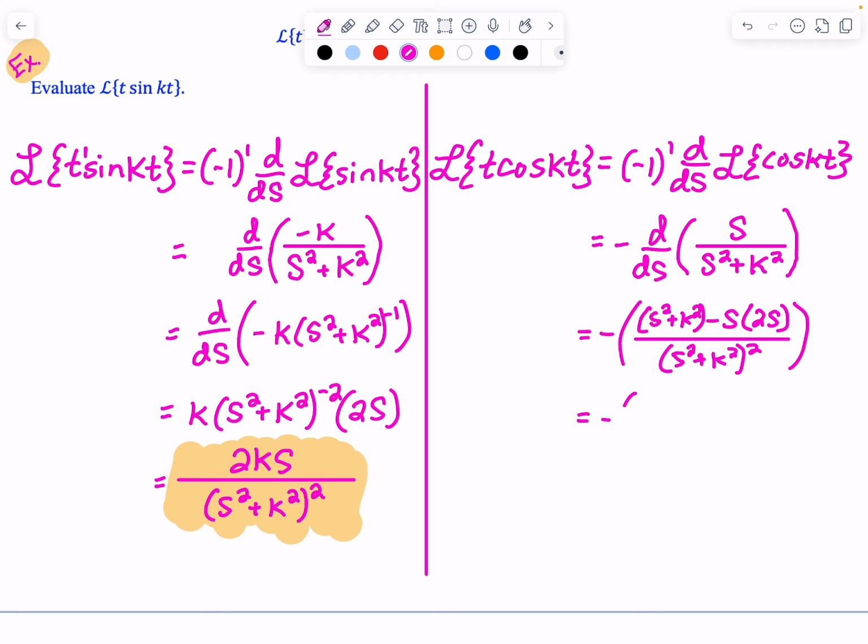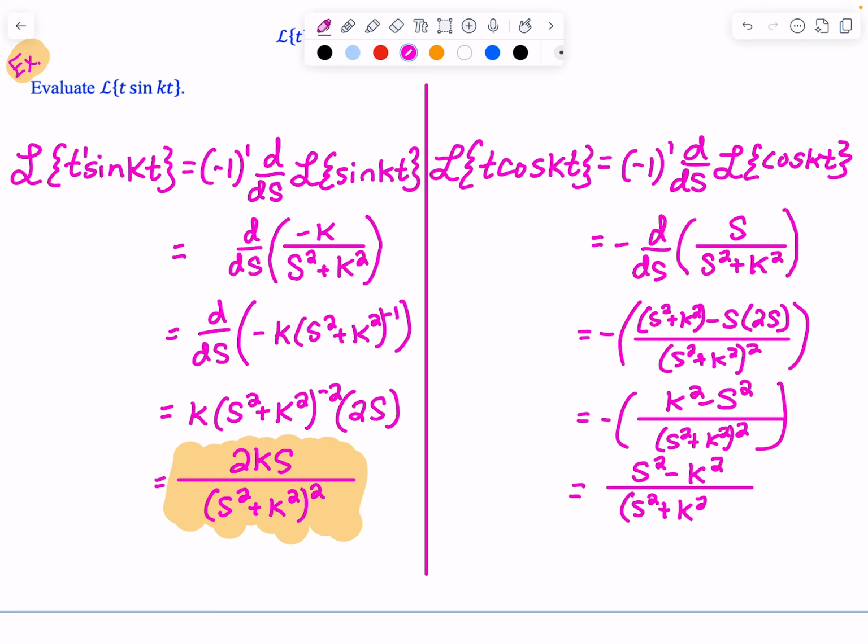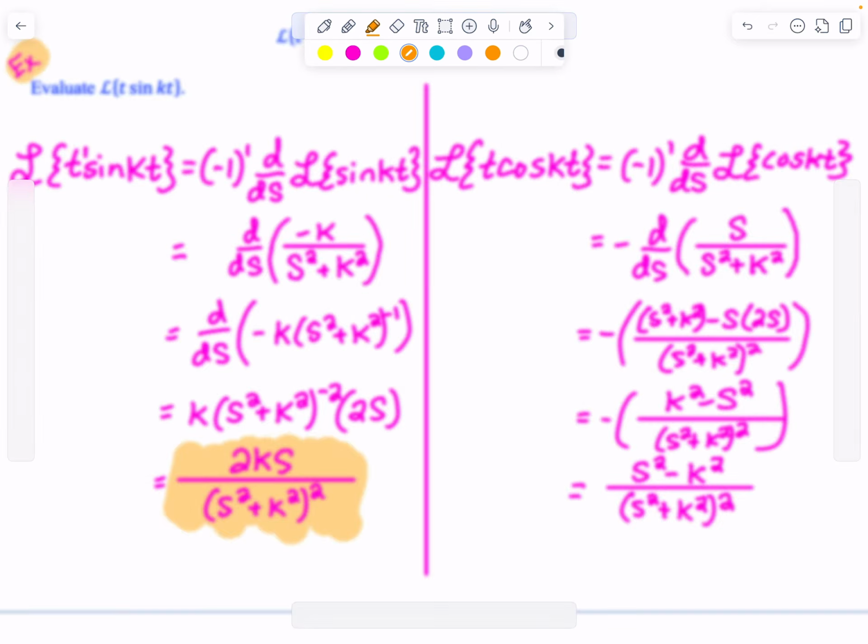I'm going to leave that negative out there for a moment. And I'm going to get on top, that's a negative 2s squared. So I'm going to get a k squared minus s squared, and then s squared plus k squared squared. And then that negative is just going to flip the subtraction. So s squared minus k squared over s squared plus k squared squared. All right, so there's our cosine.